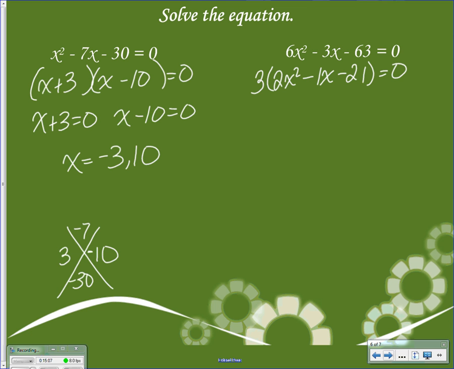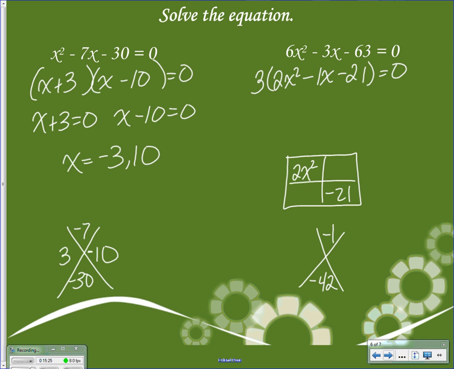Now I'm going to just factor the inside. And I'm going to make my square like we've been doing. So I get 2x squared minus 21. And I want it to add up to be negative 1. And I need the factors of negative 42. So that would be 6 and 7. I need one of them to be negative, and I need a negative 1, so the 7 will be negative. So this is 6x and negative 7x.